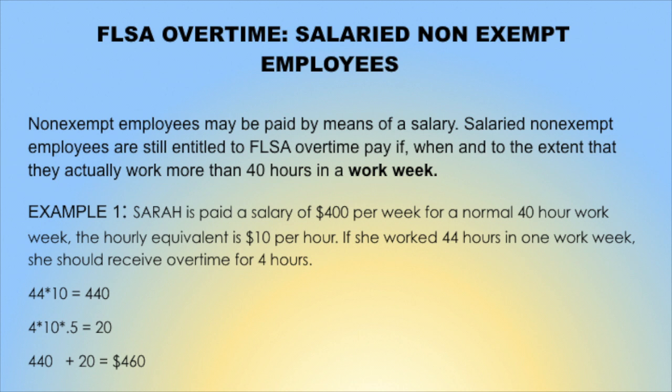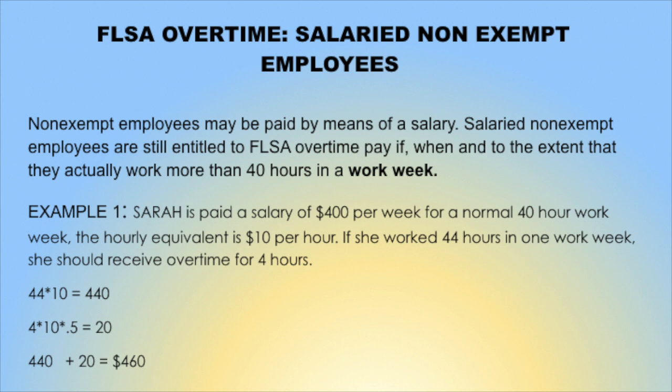Now let's look at the example here. Sarah is paid a salary of $400 per week for the normal 40-hour work week. The hourly equivalent is $10 an hour. If she worked 44 hours in one work week, then she should receive overtime for 4 hours.